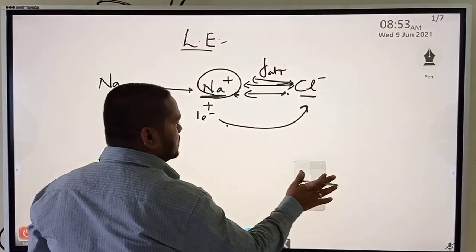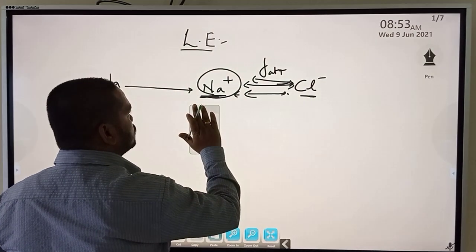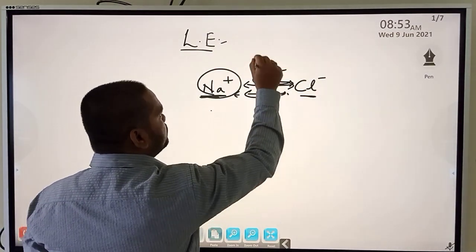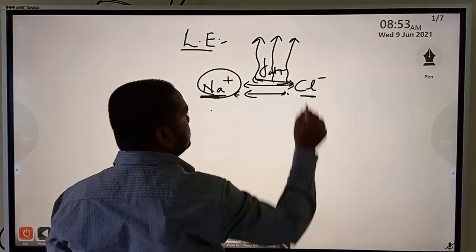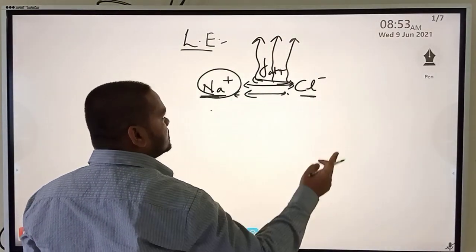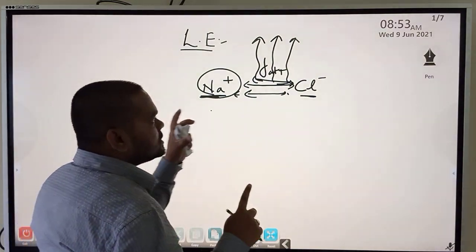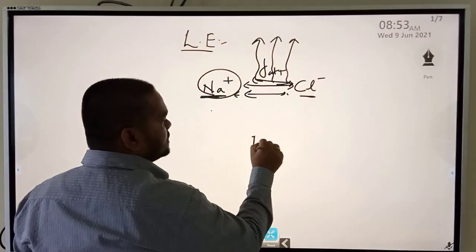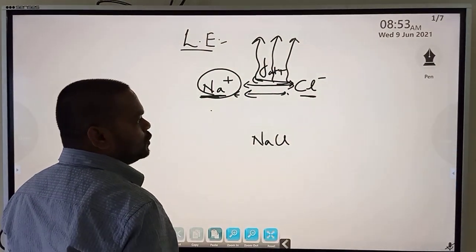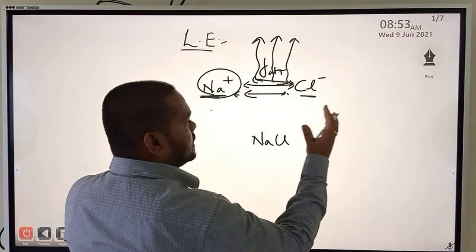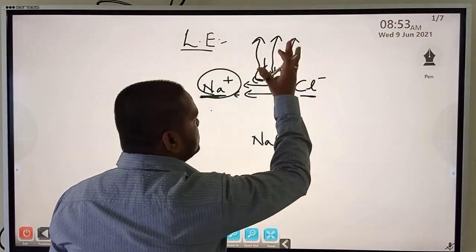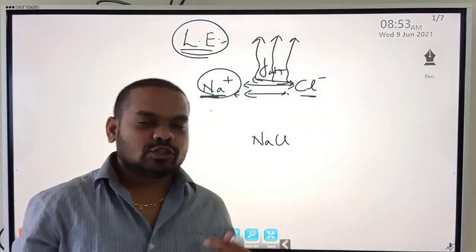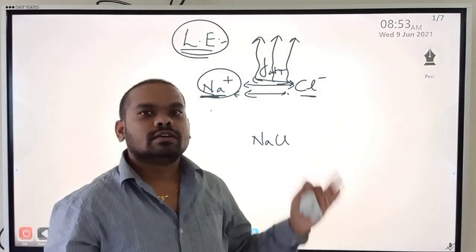Now here in this process, as said already, during this force of attraction between Na plus and Cl minus, energy should be released, right? So that amount of energy that is released when 1 mole of Na plus ions and 1 mole of Cl minus ions are attracted towards each other and form 1 mole of NaCl, that energy released is called lattice energy. And if I ask you is lattice energy exoergic or endoergic? Obviously energy is released, so exoergic.